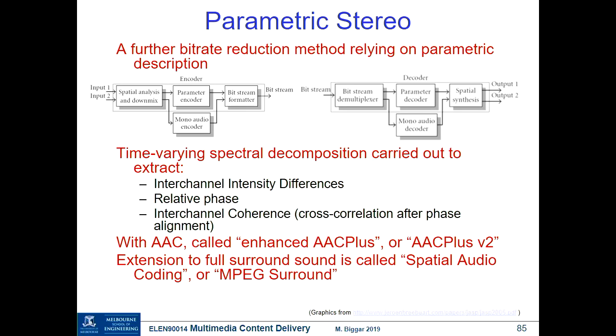So if we look for things like, as described here, the relative phase between the two channels and the intensity differences, and effectively the alignment of the two signals in the two channels, then we can describe those differences, encode one channel, and synthesize the second one. And this is yet another set of, again, this can be used with any encoder.